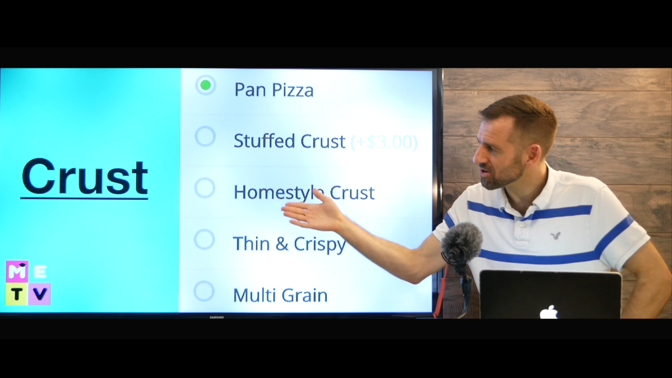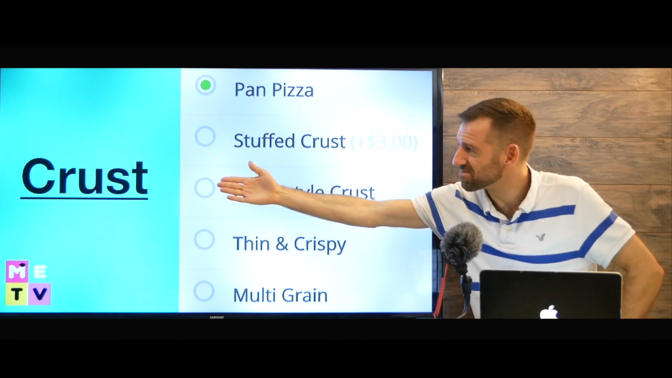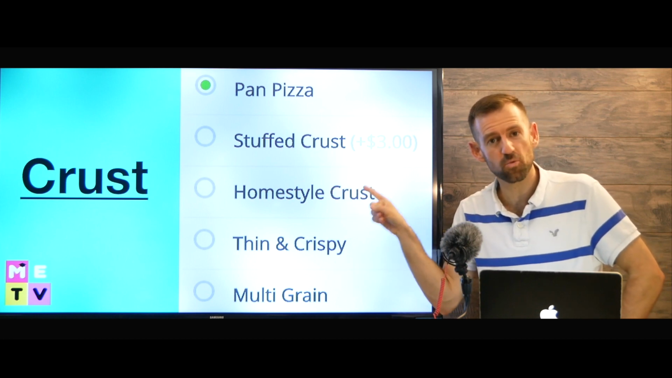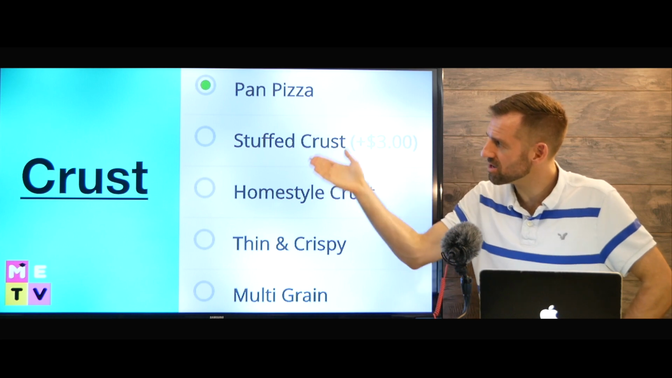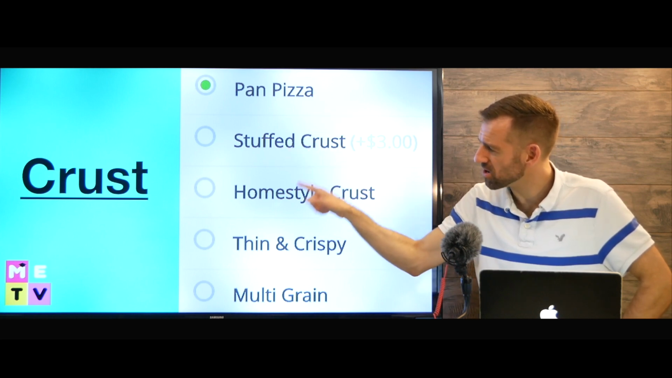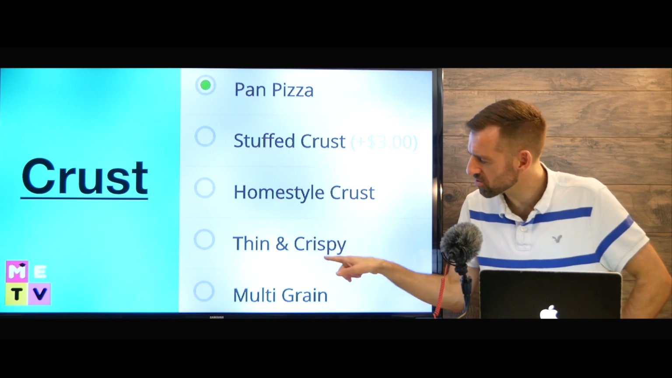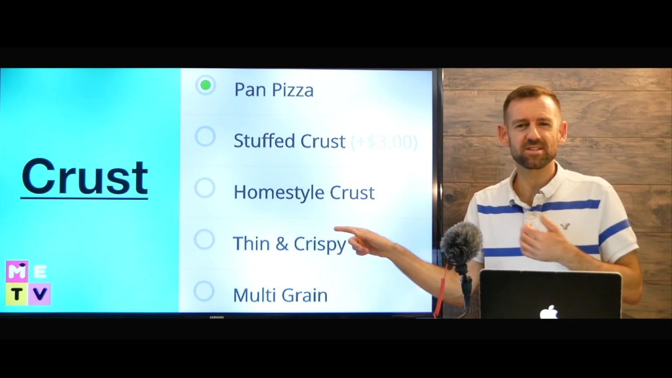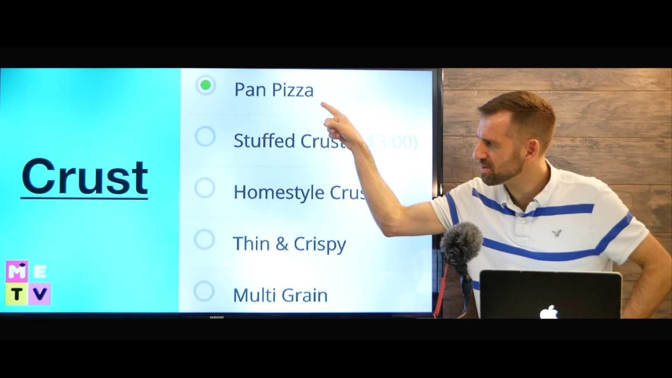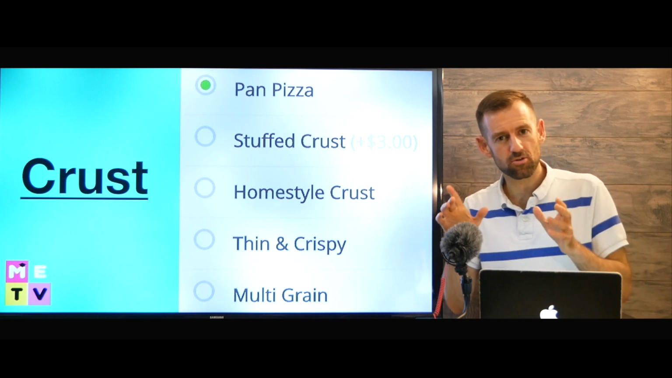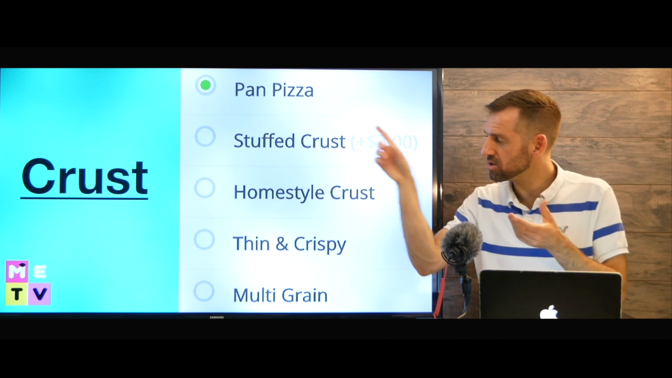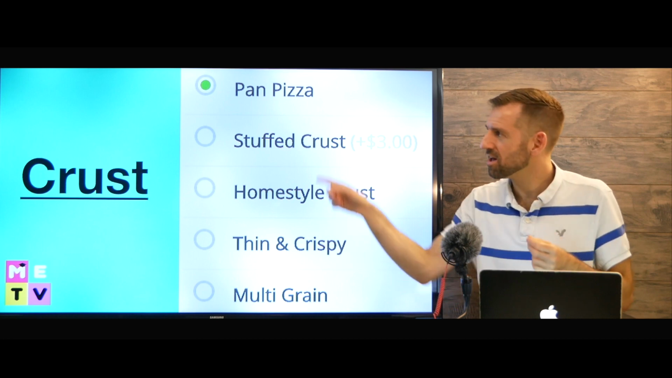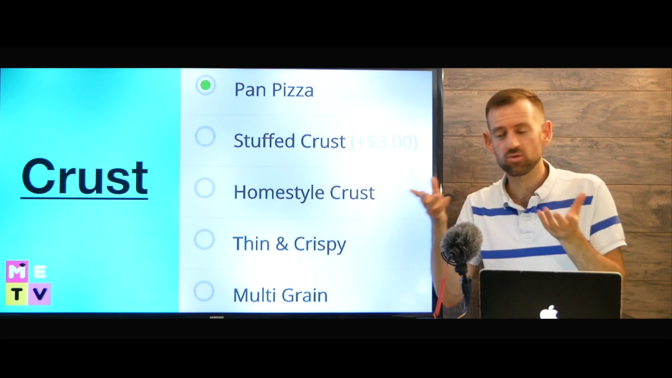Now, let's take a look at different kinds of crust. Okay, so I took this screenshot off Pizza Hut's website. Here are the options: pan pizza, stuffed crust, home-style crust, thin and crispy, multigrain. Do you know what these mean? Well, I don't really even know what they mean. I think pan pizza just means a normal crust, like a normal thick crust. Not a thin crust, right? Thin crusts are usually thin and more crispy. A pan pizza crust is just like a normal crust, okay?